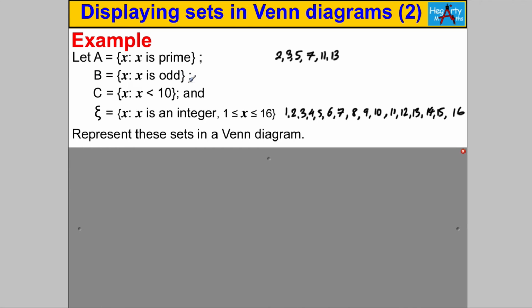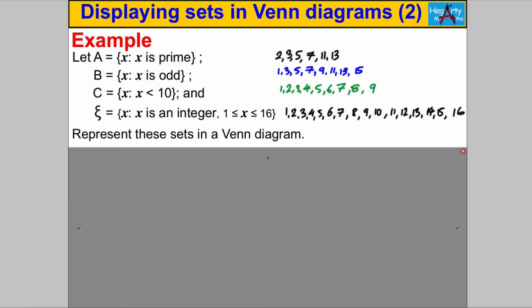B's are the odd numbers, so the odd numbers, they're going to be 1, C are the set of x such that x is less than 10. So the numbers less than 10 here, well, they're going to be, and we've listed everything there. Now let's just have a think about overlapping, etc.